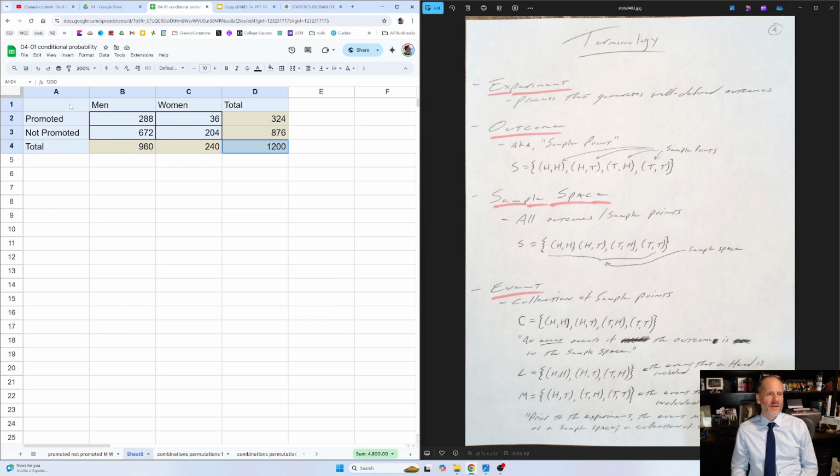So here we have this table. These are called marginal pieces of data. Those are on the margins. And then this is data in here, and these are joint. This is joint data.